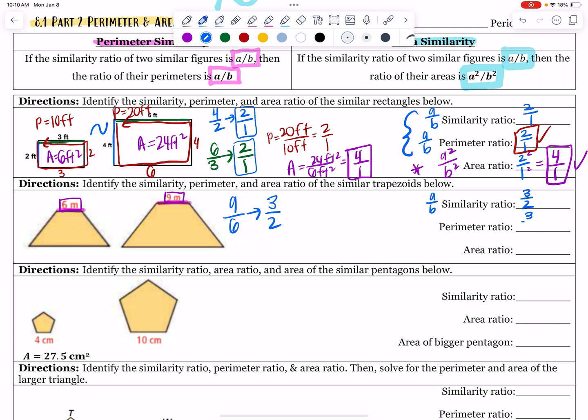My perimeter ratio is going to be the same thing, 3/2, because it's still A over B. So those are going to be the same. But my area ratio is going to be different. It's going to be A squared over B squared. So that should be 3 squared over 2 squared, which is 9 over 4. So perimeter ratio was 3 over 2. Area ratio was 9 over 4.